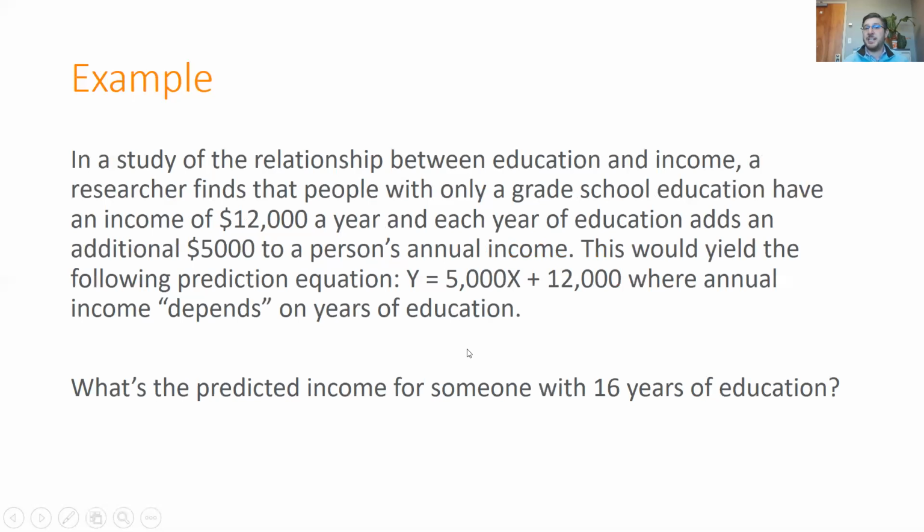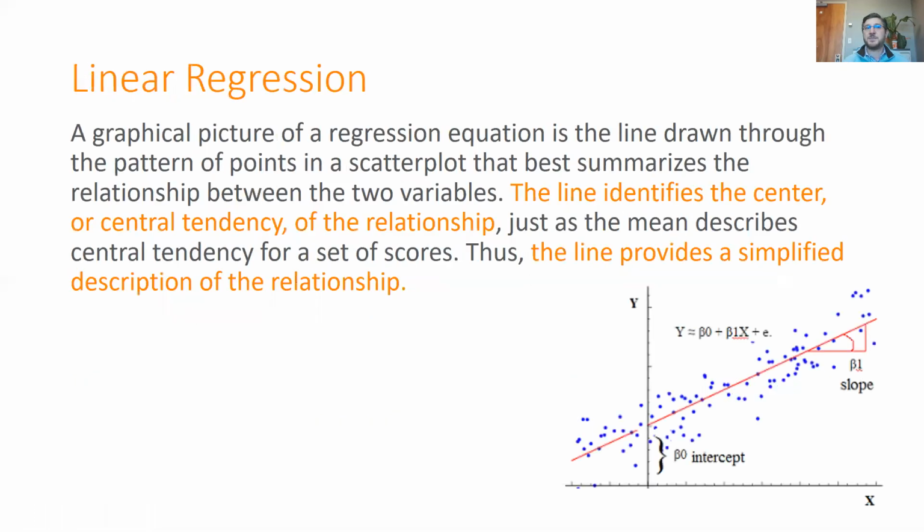So what's their predicted income for someone with 16 years of education? We just plug 16 into the equation and we get $92,000. It's the predicted income for someone with 16 years of education.